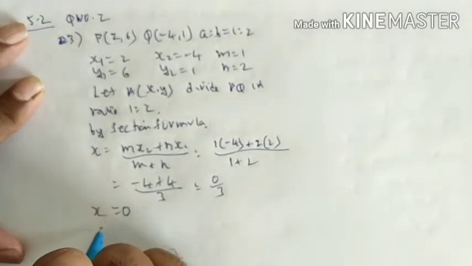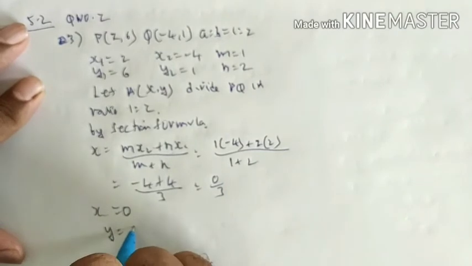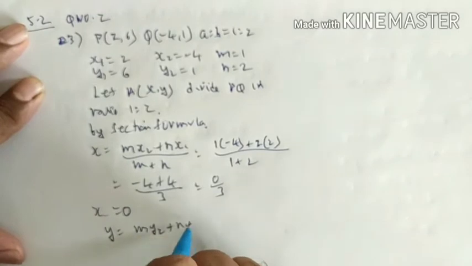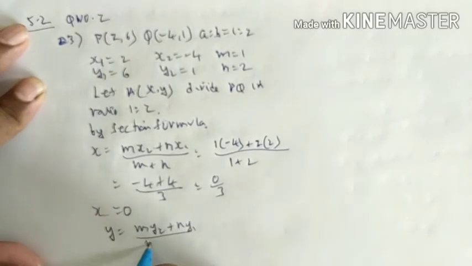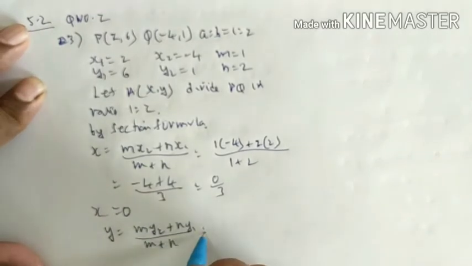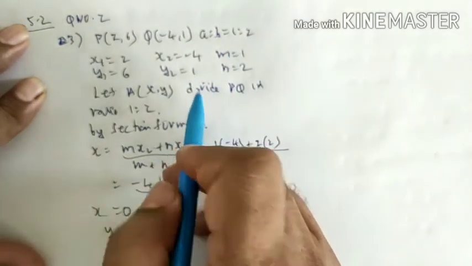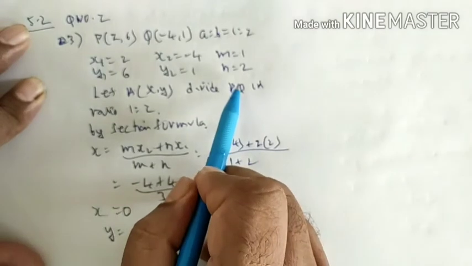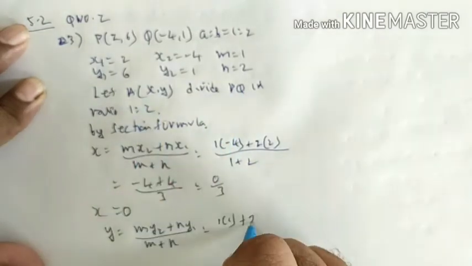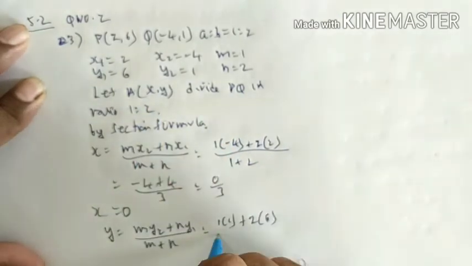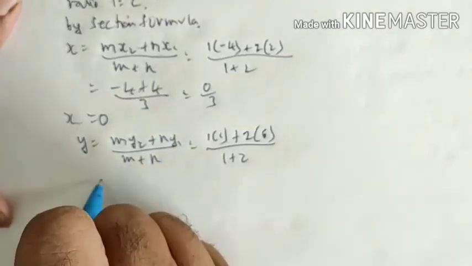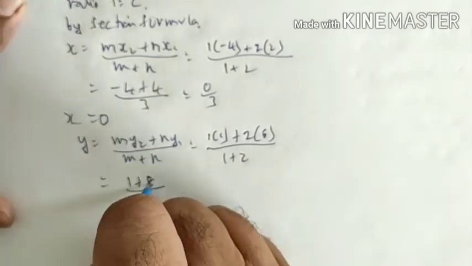Now, how to find the value of y? y is equal to (m y2 plus n y1) upon (m plus n). m y2 means 1 into 1, plus n y1 means 2 into 6, upon 1 plus 2. So, it becomes equal to how much? It is equal to 13 upon 3.